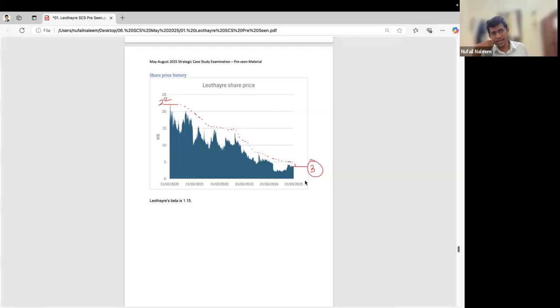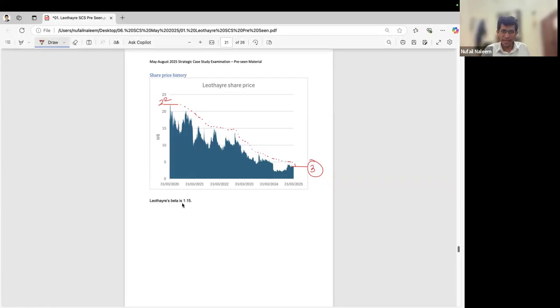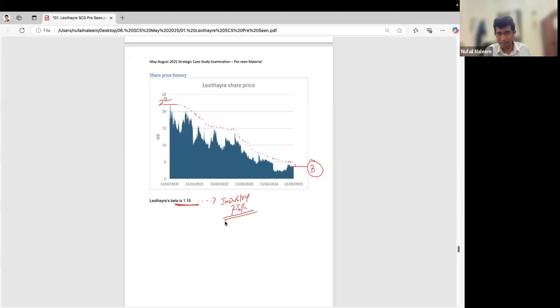What do you think? Can I quickly get a Y in the chat box, students, if you felt it? Because the share price has been going down drastically, students. And the beta factor in this case is 1.15. That means, students, the industry risk is very, very high. The reason behind the industry risk being high is space combustion. Anything can happen. It can fail. The cost is very, very high.